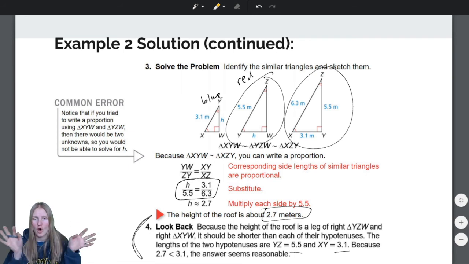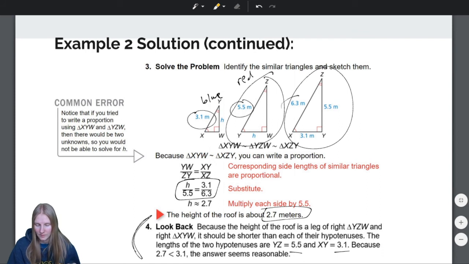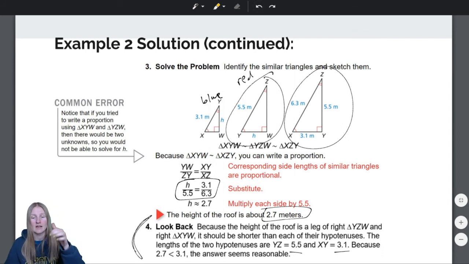It's shorter than all of the hypotenuses. So, our answer seemed reasonable. Anytime you can find a way to check your answer, go for it. Knowing, having some sense of security and calmness that yes, this answer seems reasonable.